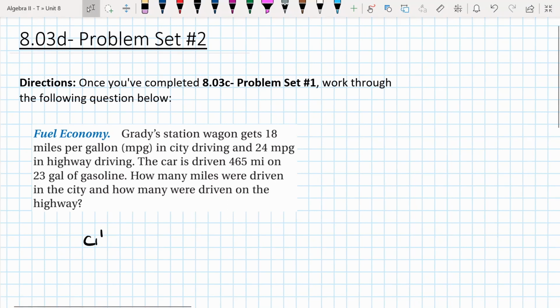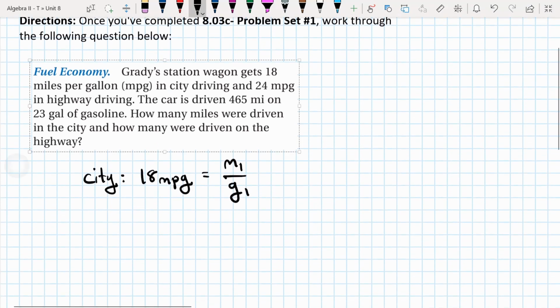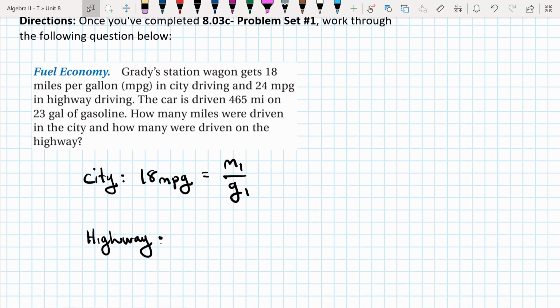So we know the city is 18 miles per gallon. Okay, let's call this M1 over G1. Miles over gallons is going to be 18. And then the highway is 24 miles per gallon, and that's going to be equal to M2 over G2.